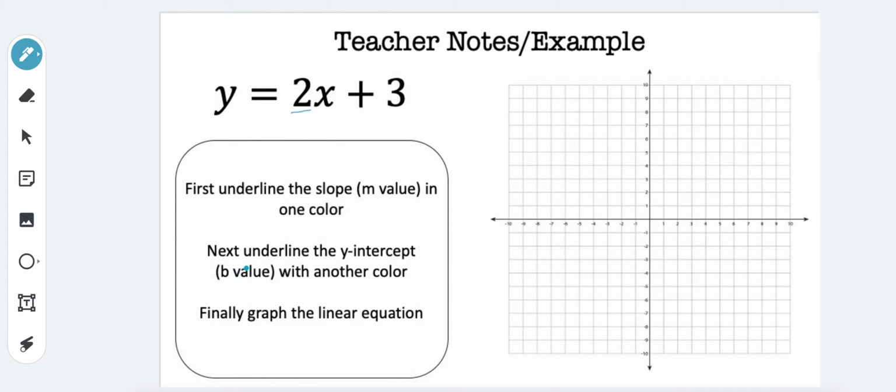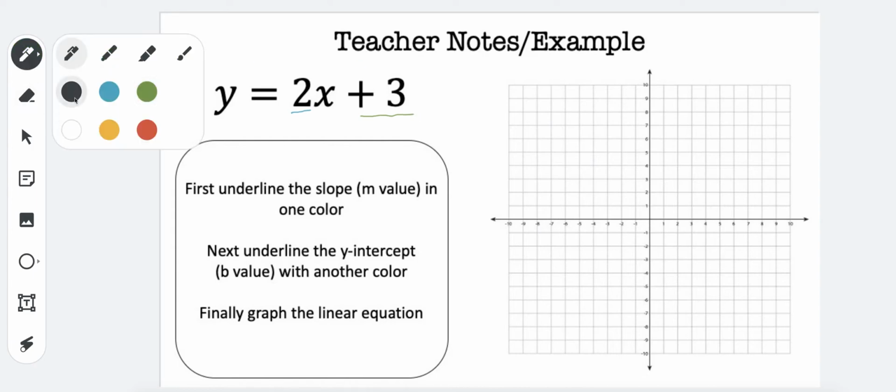And then it says next underline the y-intercept with a different color. So come over here and let's pick a different color. And the y-intercept, remember, is the b value, so that's positive 3. So the slope is 2 and the y-intercept is positive 3. So now we can graph the function.